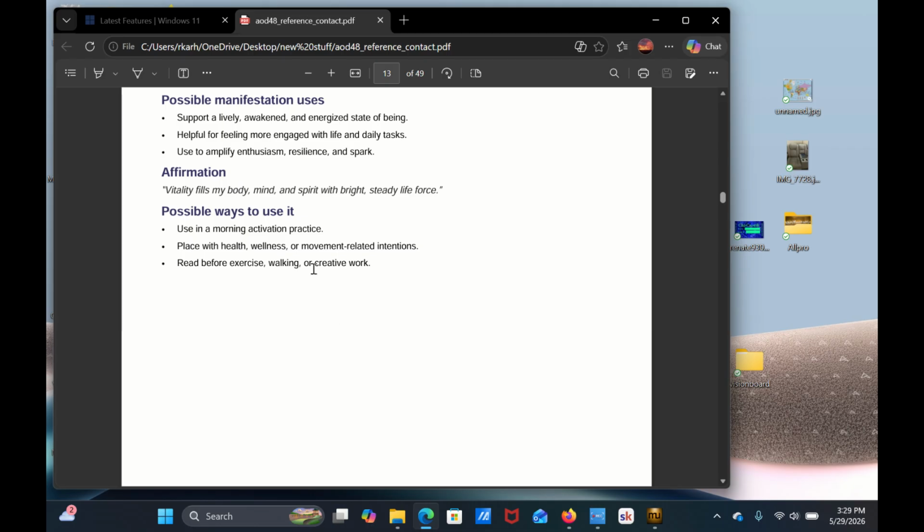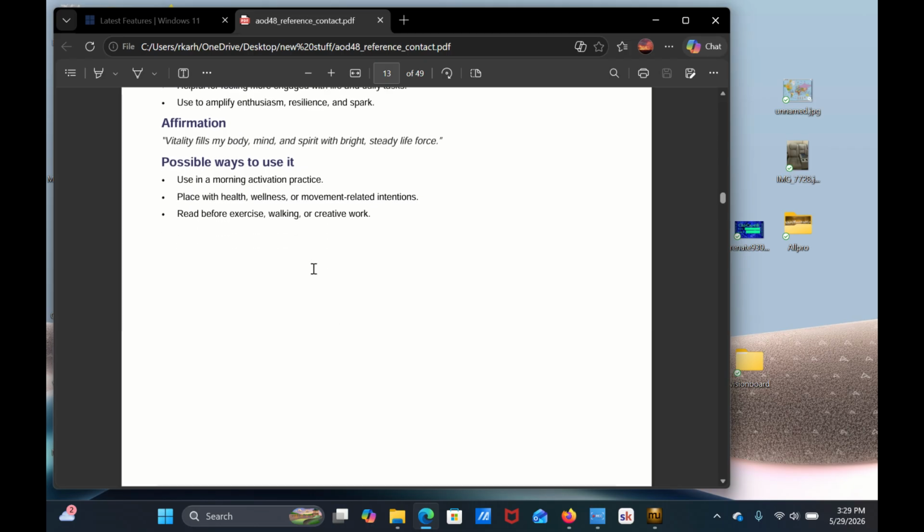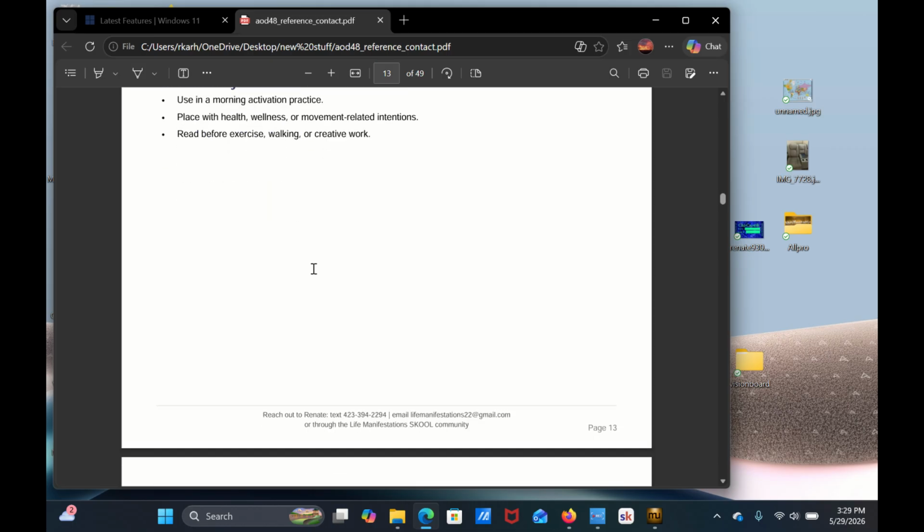Possible ways to use it. Use in a morning activation practice. Place with health, wellness, or movement-related intentions. Read before exercise, walking, or creative work.